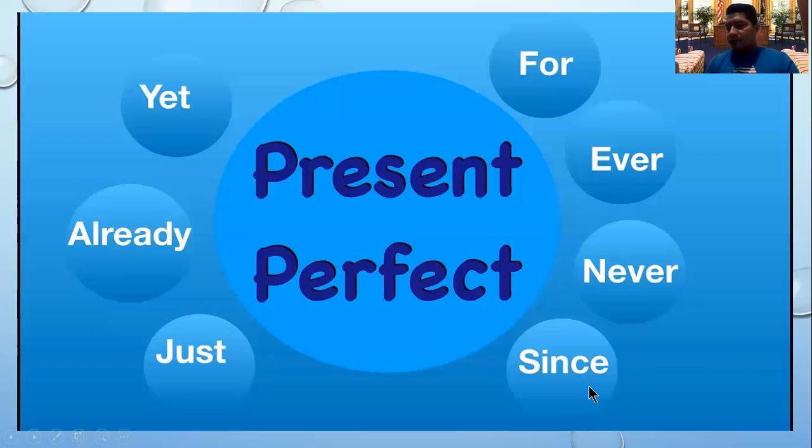Then we have since. I have lived in China since October. Then we have just. Anthony has just finished his homework. Then already. Let's see. Alex has already finished his homework. Remember that most of them, for example, never, is going to be before the past participle.